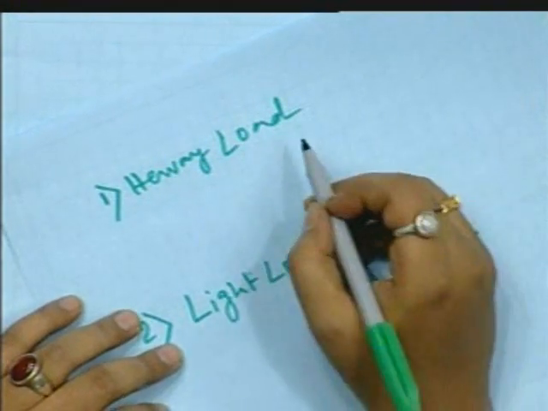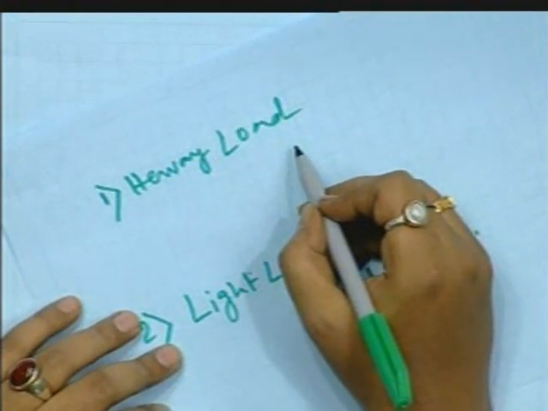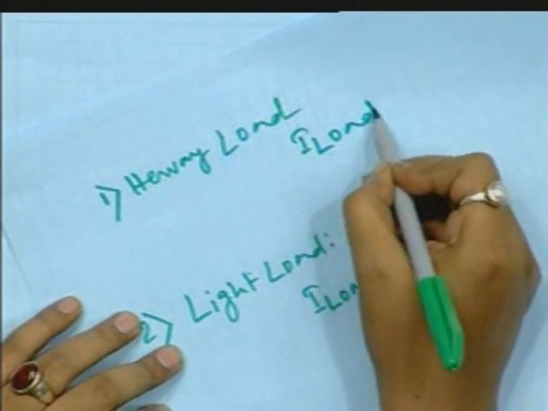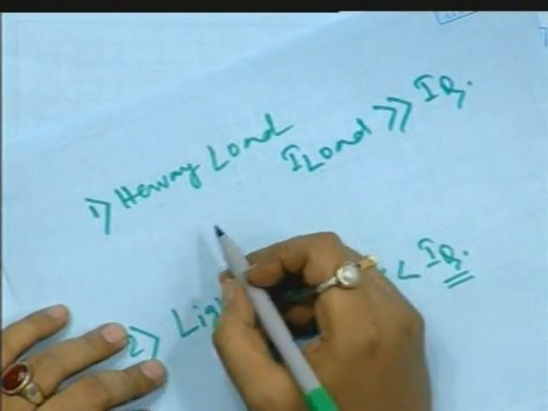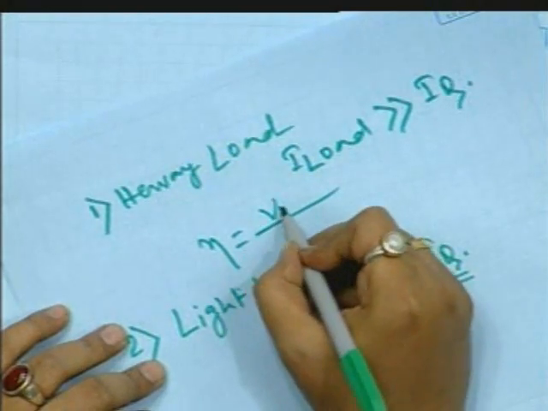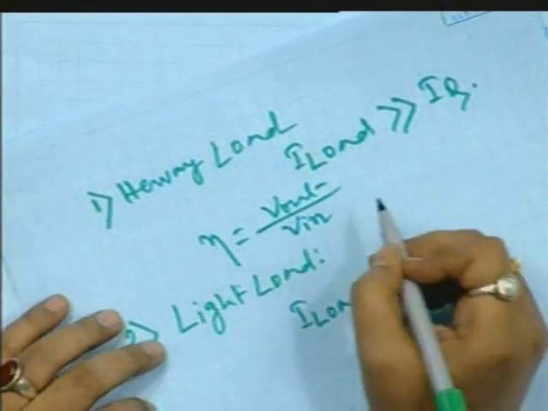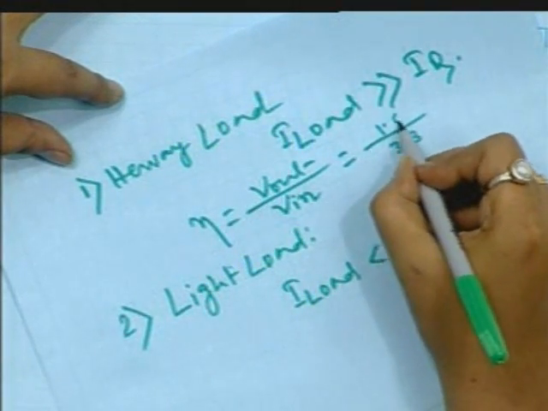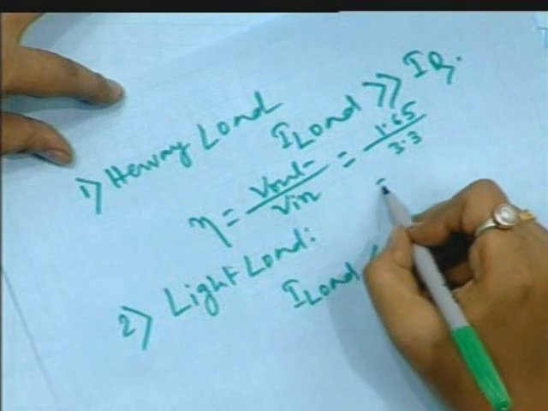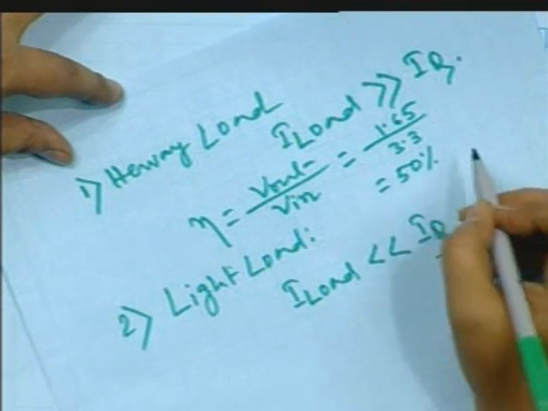And in the case of heavy load condition, when I load is far greater than IQ, at that time eta is solely dependent on the ratio of V out by V in. And if you see most of the literature, they are supplying the efficiency data of their regulators at heavy load condition. So, if the input voltage is 3.3 volt and the regulated output voltage is 1.65, then obviously the efficiency will be 50%.